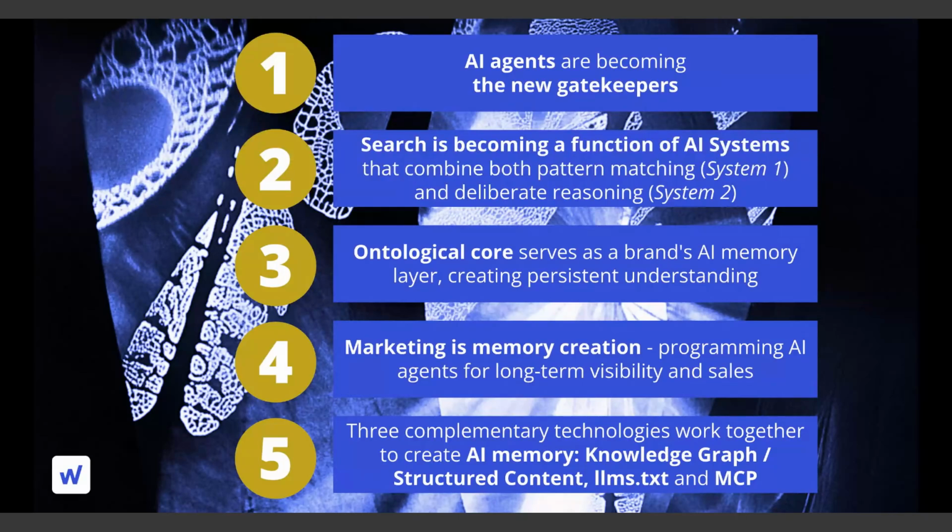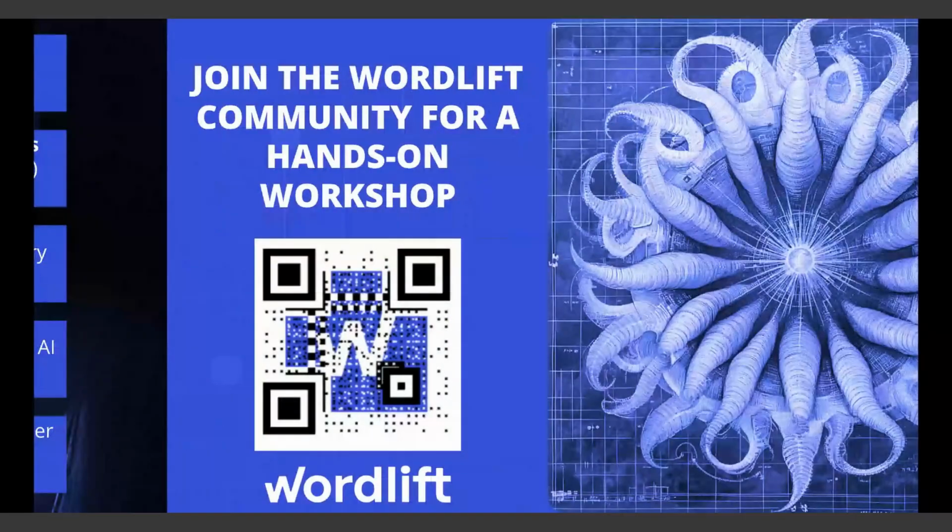So we want to think of marketing in terms of memory creation, and we can then start to embrace different techniques. We're going to use knowledge graphs. We're going to use structured content. We're going to start using llms.txt. We're going to start using Model Context Protocol, and more will come, I'm sure. But if you have good data, you can do great marketing. And that's all for you today, and I'm happy to take questions.